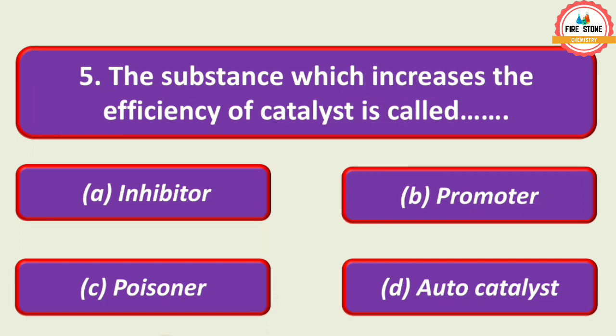Next question number 5. The substance which increases the efficiency of catalyst is called dash dash, and the options are A inhibitor, B promoter, C poisoner and D autocatalyst. And the correct option is option number B, that is promoter. So the substance which increase the efficiency of catalyst is called promoter.